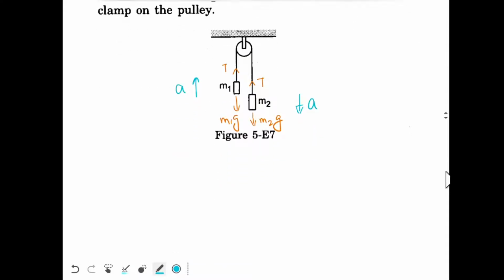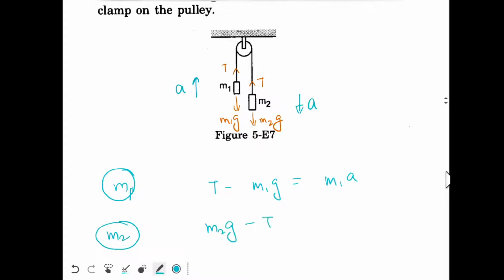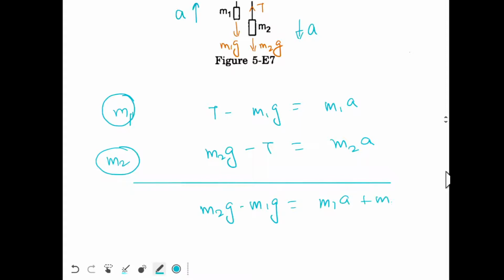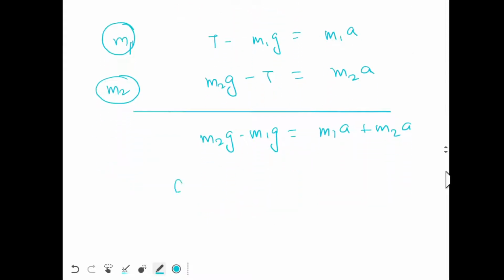So we just write the equations for Newton's second law. For M1 block, T minus M1G equal to M1A. For M2 block, it is going downwards. So M2G minus T is equal to M2A. Now you add the two equations. So you get M2G minus M1G equal to M1A plus M2A. So A will come out to be equal to M2 minus M1 multiplied by G divided by M1 plus M2. Okay. So this is the acceleration of the blocks.